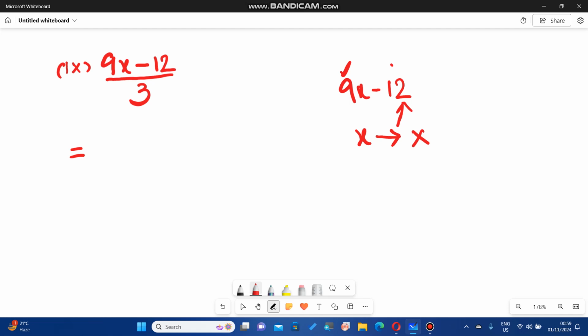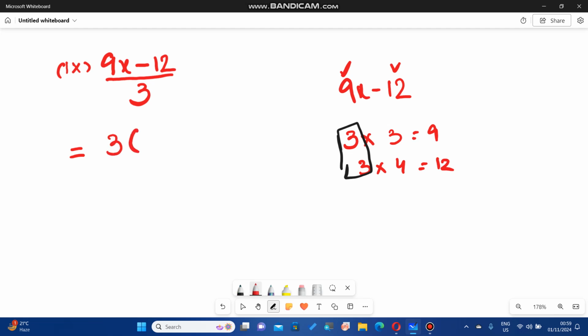As for the numbers 9 and 12, we have the number 9 and we have the number 12. What is the number that we can take common out of 9 and 12? We can take 3 common. 3 times 3 equals 9 and 3 times 4 equals 12. We can take 3 common here. We are going to write 3 times. Now what will be left in this bracket?